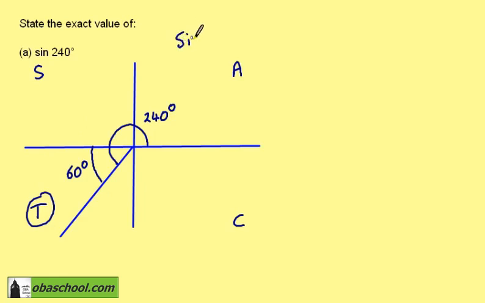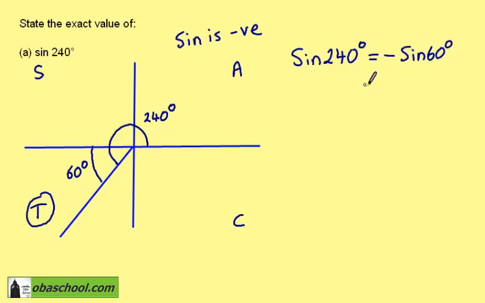We're in the T quadrant, so the sine is negative. The sine of 240 degrees, therefore, will be equal to minus the sine of 60 degrees, and we should know that the sine of 60 degrees is root 3 over 2.